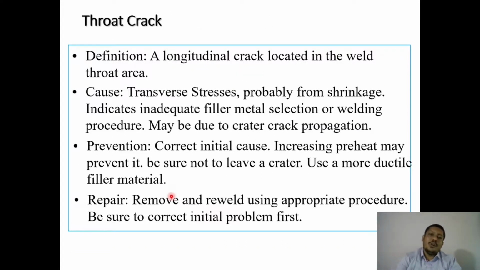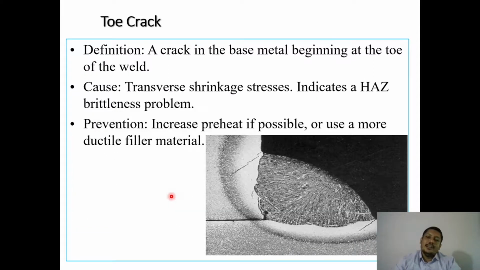Next is throat crack, a longitudinal crack located in the weld throat area. That is called the throat crack. Next one is toe crack. A crack present in the toe area of the weld is called the toe crack. It is a crack in the base metal beginning at the toe of the weld, caused by transverse shrinkage stresses.